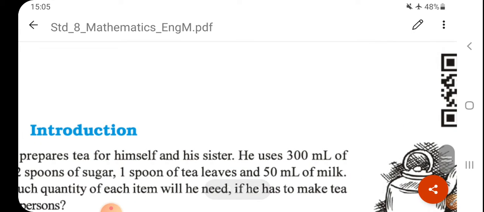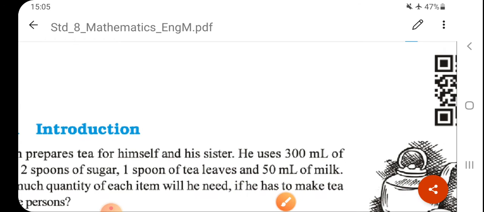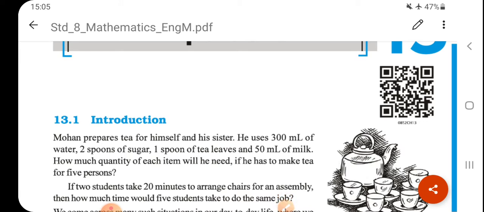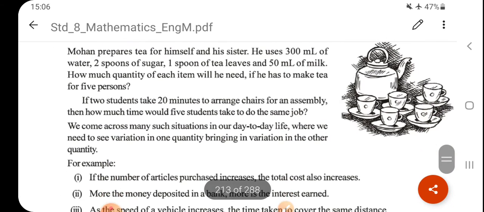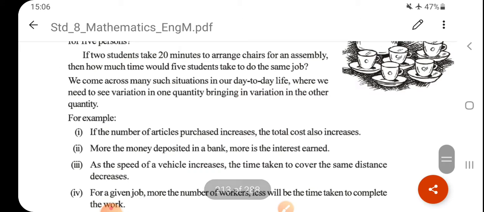Now, what is the meaning of this variation? Variation means change, some change. So, how do we have to use this variation in this chapter? How do we have to study that? How do things vary in a direct proportion or inverse proportion?